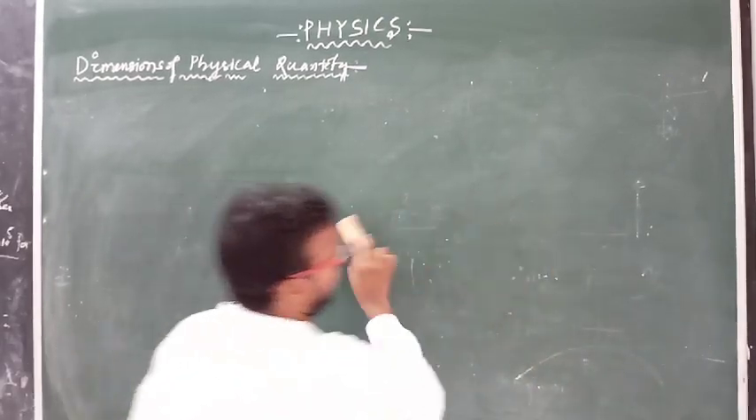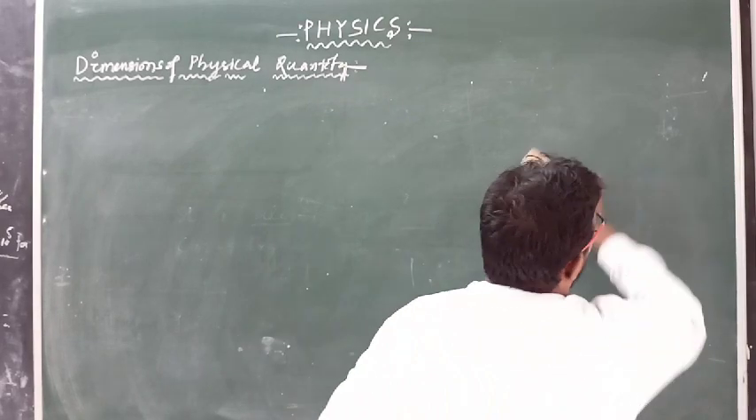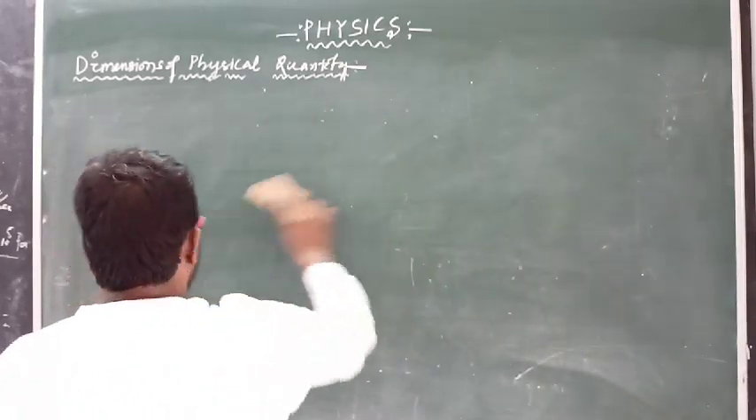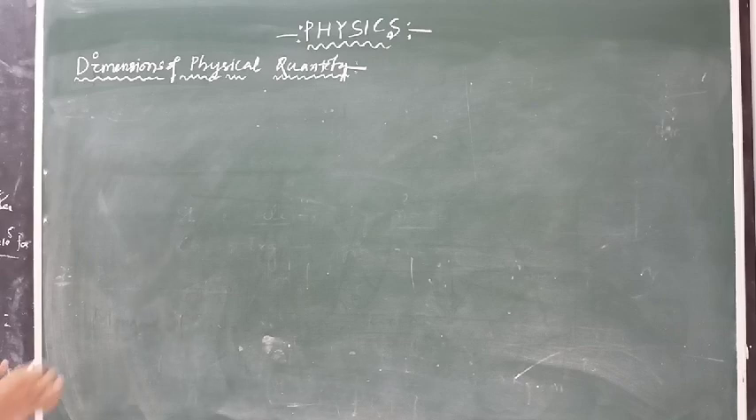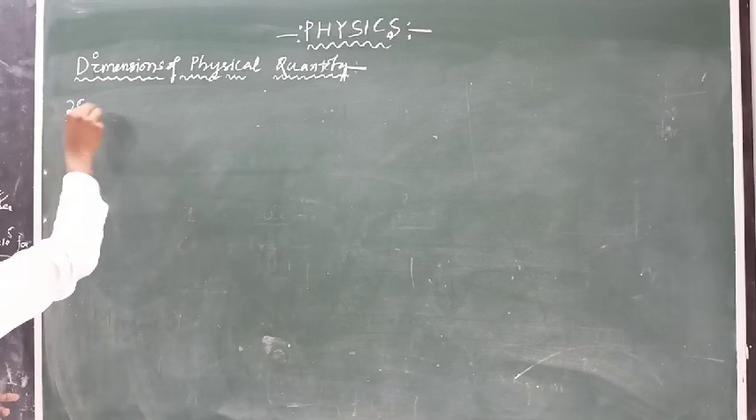Now we have to find the dimensional formula of wavelength. So what is wavelength? 25.